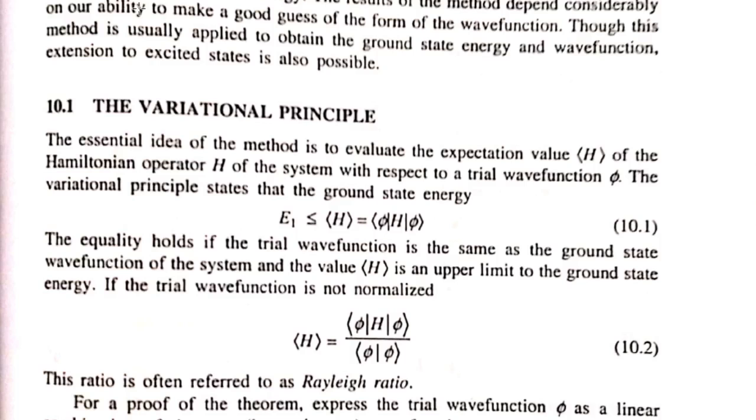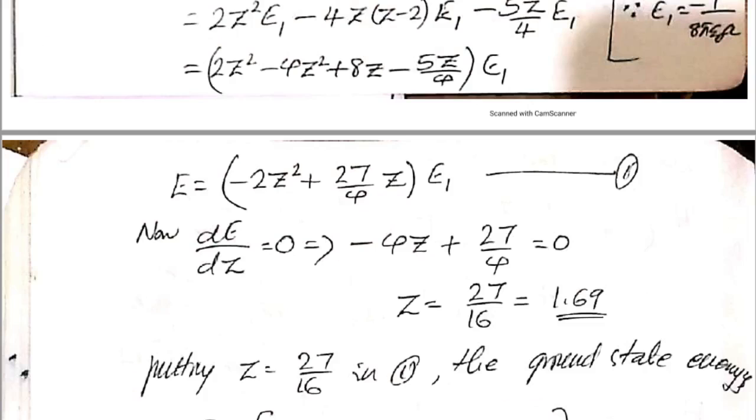As discussed in the last class, the main idea of variational method is to find the expectation value of the Hamiltonian operator with respect to a trial wave function. So this is the important factor. We should have a trial wave function. With respect to that trial wave function, we are finding the expectation value of the Hamiltonian, and that expectation value is minimized by using variational technique. So the minimum value of that expectation value is taken as the possible ground state energy. Here the ground state energy will always be less than or equal to the expectation value of the Hamiltonian. This is the main principle behind variational method.